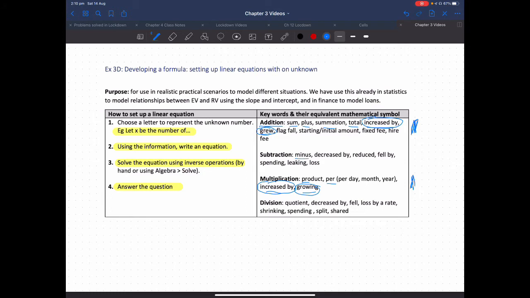Subtraction: minus, decreased by, reduced, fell by, spending, words like that. Again, when you're looking at division, you need to be careful. For instance, you've got quotient, decreased by, similar in subtraction. Fell, similar with subtraction, and so on. You need to look at the words and try and work out whether you're subtracting an amount or dividing by something.